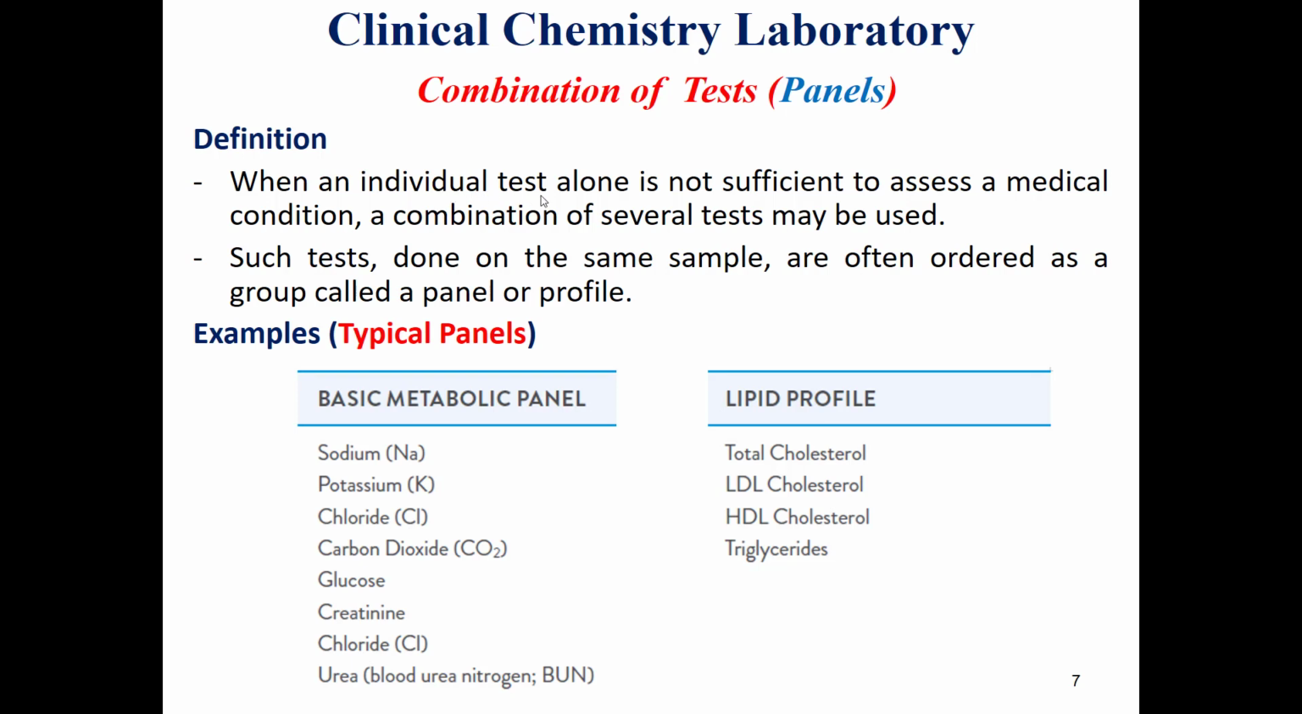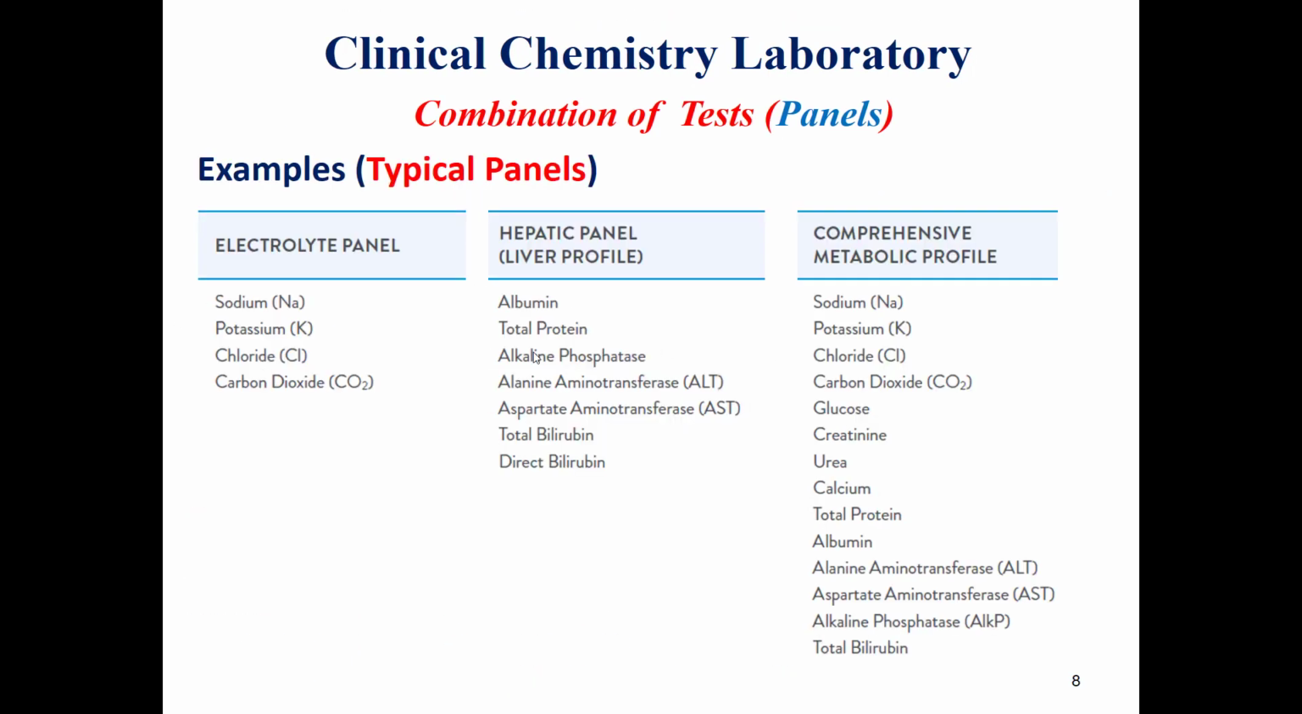When an individual test alone is not sufficient to assess a medical condition, then a combination of several tests may be used. Such a combination is known as a panel or profile. We have typical panels or profiles. We have a basic metabolic panel. We have a lipid profile. We have an electrolyte panel. We have a hepatic panel. We have a comprehensive metabolic profile.